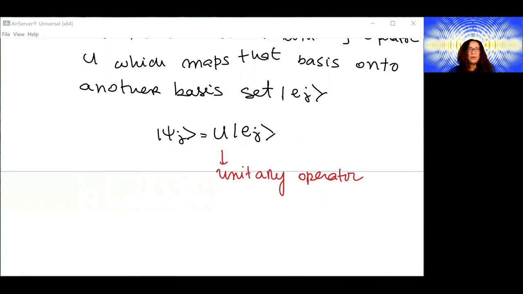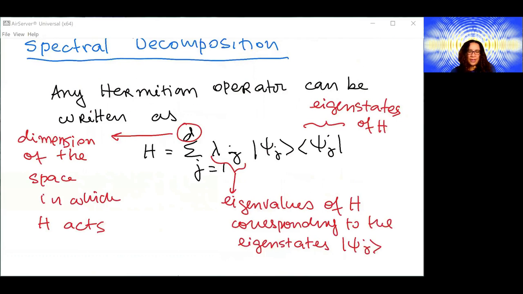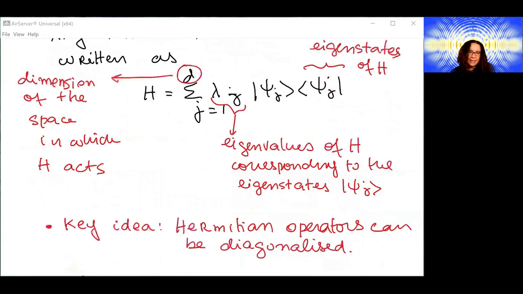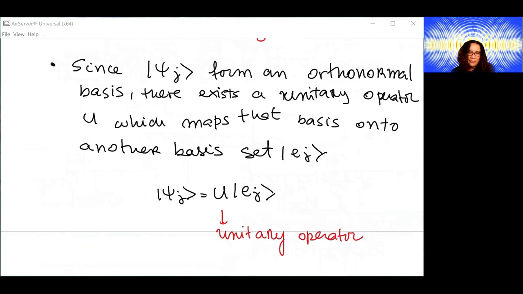This is something that is important to us because we have seen, okay, we have a Hamiltonian that can be diagonalized. Here you write this in terms of these operators here, which are composed by the eigenstates of H. You have these corresponding eigenvalues lambda j. And if you have a basis set, why not go and do a spanning using another basis set? So we can have a look.